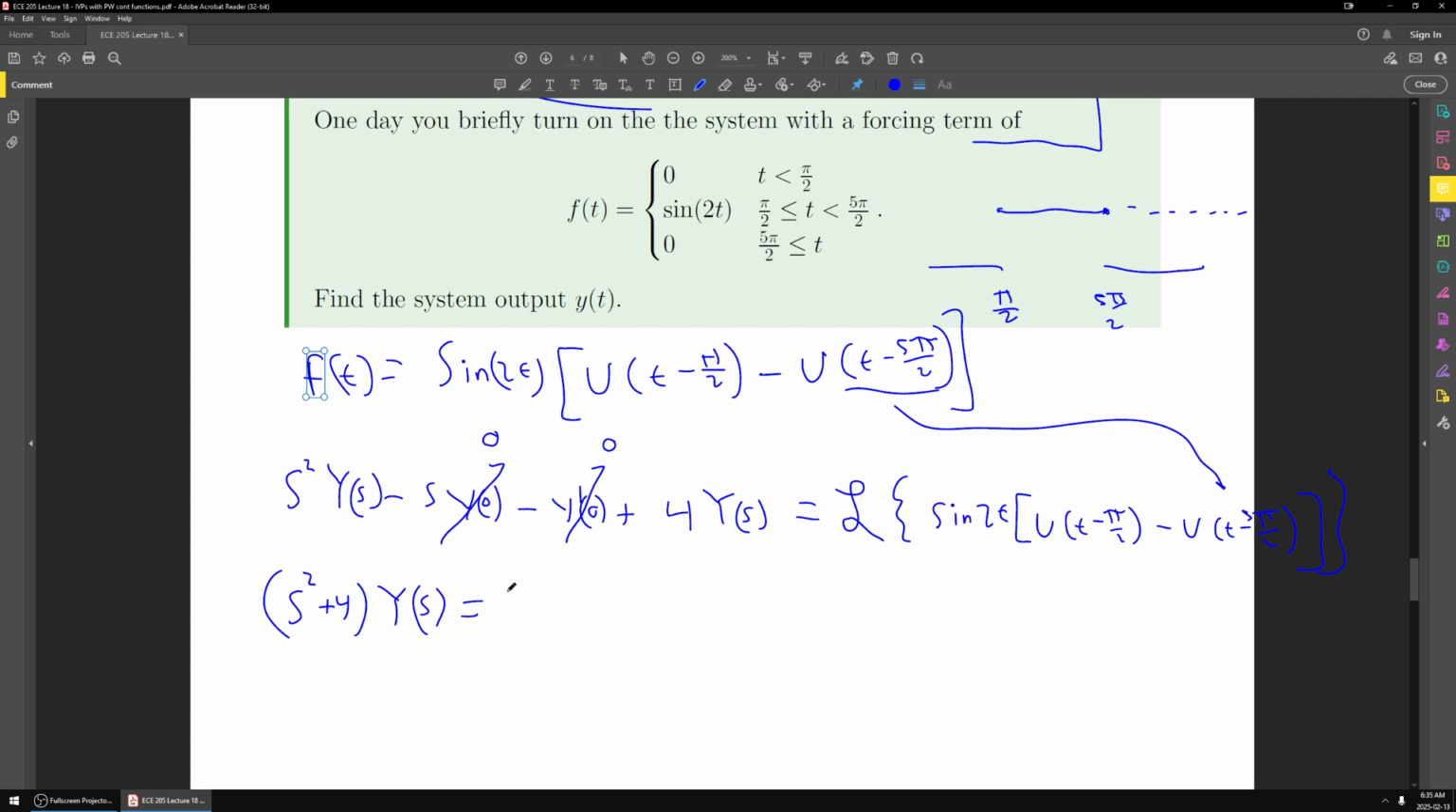So I could say this is going to be the Laplace transform of sine of 2t multiplied by my u of t minus pi over 2. That's the turning on of the sine function, if you will, and then the turning off of the sine function. So sine 2t times u of t minus 5 pi over 2.